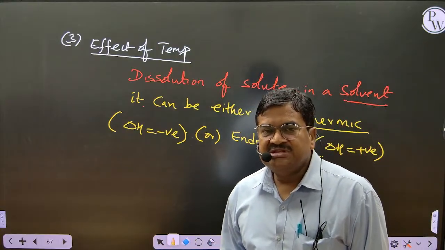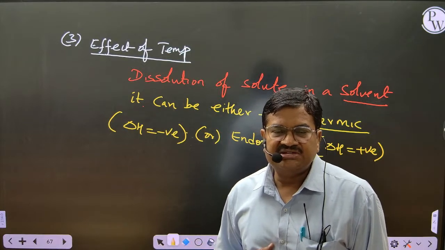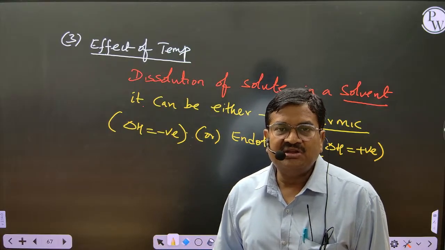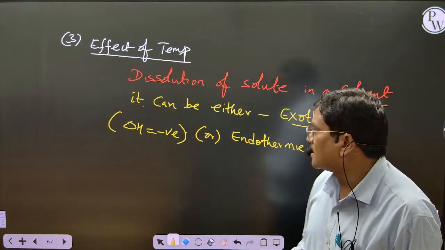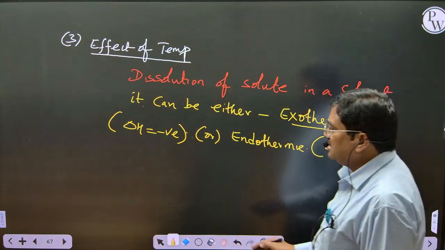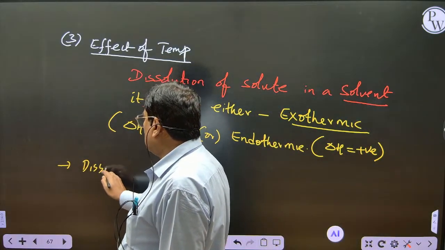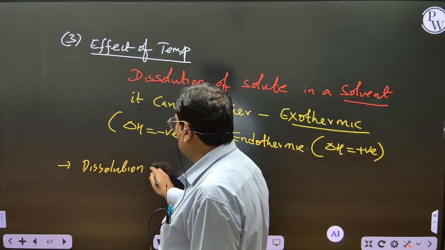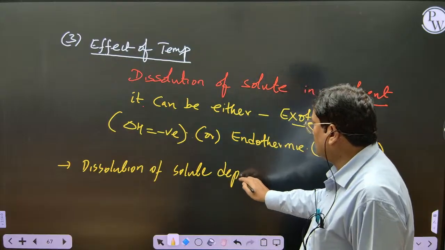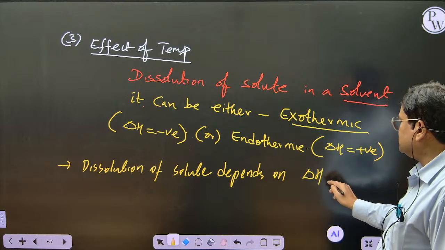It depends. That means for endothermic reaction, what happens? Solubility increases with increase in temperature. Whereas for exothermic reaction, with increase in temperature, solubility decreases. That means dissolution depends on what? Here write: dissolution of solute depends on enthalpy of dissolution, that is delta H.